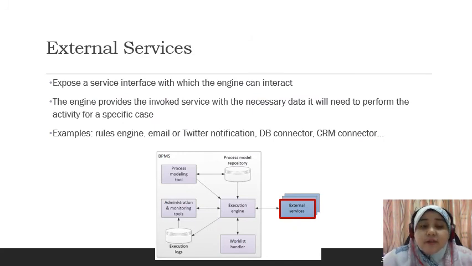Okay. External services expose a service interface which the engine can interact with. External services ni important so that kalau kita nak buat expansion ataupun we want to start communicating with integration with other systems that have similar architecture and setting, then yes, we have it. To engine, this part is the engine provides the invoke service with the necessary data that will perform the activity for a specific case. Examples: rules engines, email, Twitter, something that are external services.